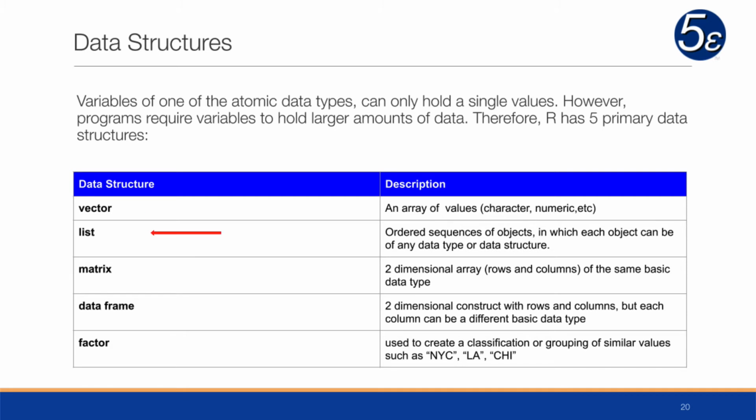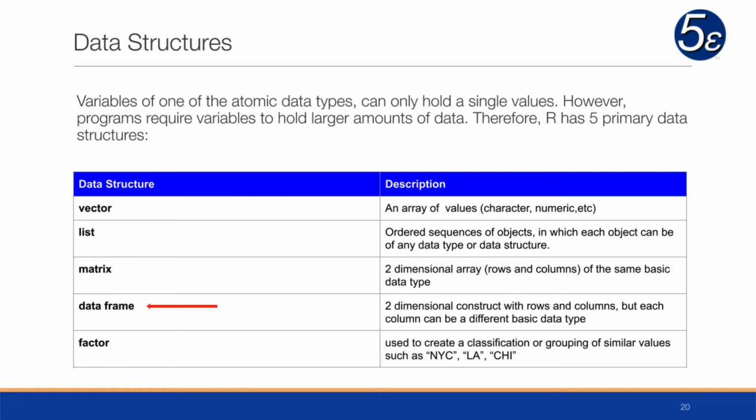A list, which is an ordered sequence of objects in which each object can be of any data type in the data structure. And we'll see more of that later, but it would be like having the first element of a list being an integer, the second element of a list being a vector, the third element of the list being another integer, and the fourth element of the list being another vector. So it's variable in size and data type. A matrix, which is a 2-dimensional array of the same basic data type, and this is important for a lot of calculations when you deal with things like covariance matrices or when you're doing matrix multiplication in linear algebra.